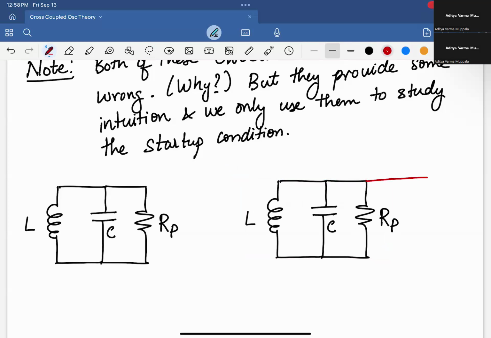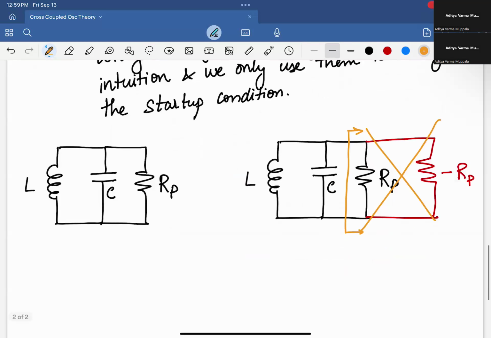So you can say, okay, even if I add some kind of a negative resistance in parallel to this, minus RP of some value, let's say it's RP in this case, then this whole thing becomes an open circuit with infinite impedance in this direction, right? They both cancel each other in some sense. And you're left with this LC resonator, and you can say this can oscillate.